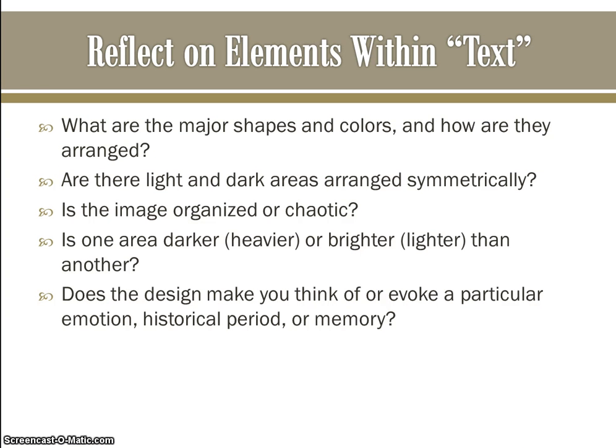So essentially what you want to do is reflect on elements within the text, and by the text I mean either the photograph or the painting. So what you want to do is look at things like the major shapes and colors and how they're arranged. Are there light and dark areas within the image or the painting, and are they arranged symmetrically? Is that image organized or is it chaotic, and what might these things say about the author's intent or the artist's intent? Is one area darker or heavier or brighter and lighter than another? Does the design make you think of or evoke a particular memory, emotion, or historical period, that type of thing?